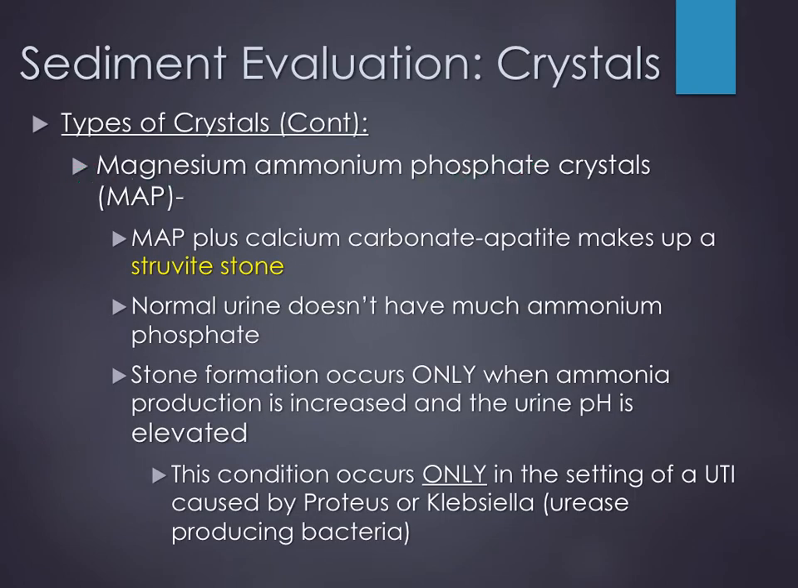Magnesium ammonium phosphate crystals, otherwise known as MAP. When you take this stone here and you combine it with calcium carbonate, you're going to develop something called a struvite stone. Now, normal urine doesn't have much ammonia phosphate in it, so this stone only occurs when ammonia production is increased and the urine pH is elevated.